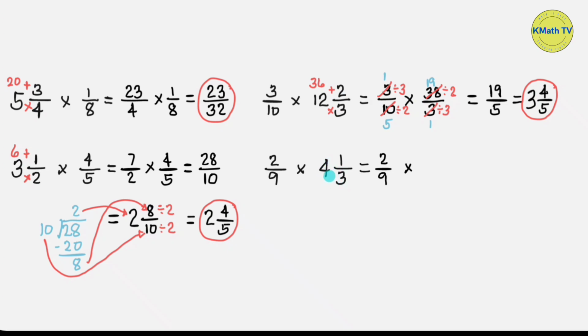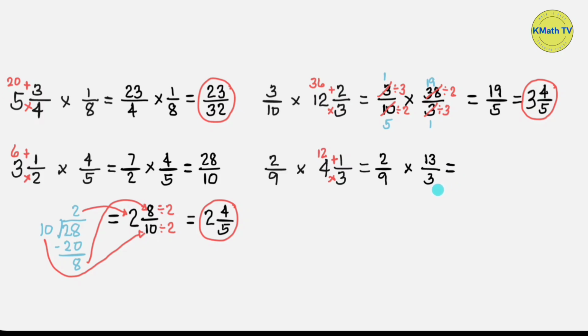Multiply the denominator and the whole number. 3 times 4 equals 12. Then, add the numerator 1. 12 plus 1 equals 13. And copy the denominator 3. Okay, next step is to multiply.